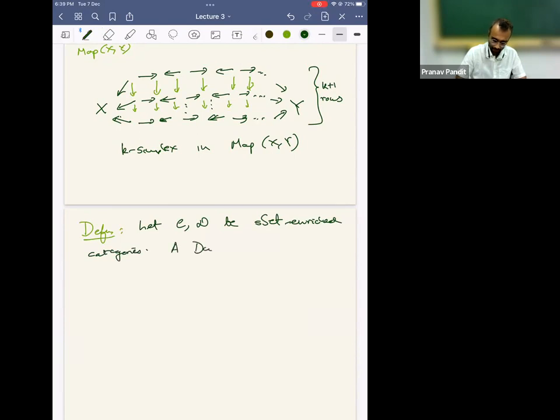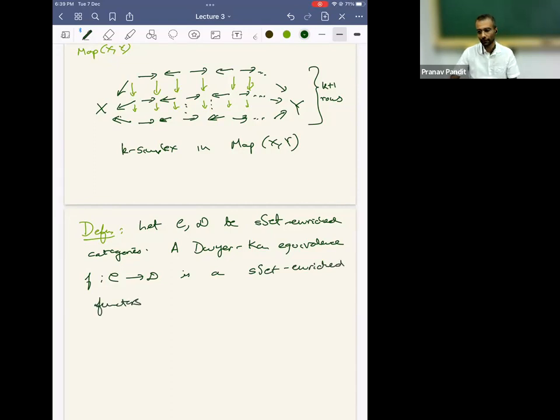A Dwyer-Kan equivalence is a functor F from C to D. Sorry, I was using small f's. Stick to that. It is a simplicially enriched functor, which just means that I have a map on objects, and for every pair of objects, I have a map of simplicial sets from map XY to map F of X, F of Y. It's what you expect, which is compatible with the multiple composition. A Dwyer-Kan equivalence is a simplicially enriched functor such that two things hold.